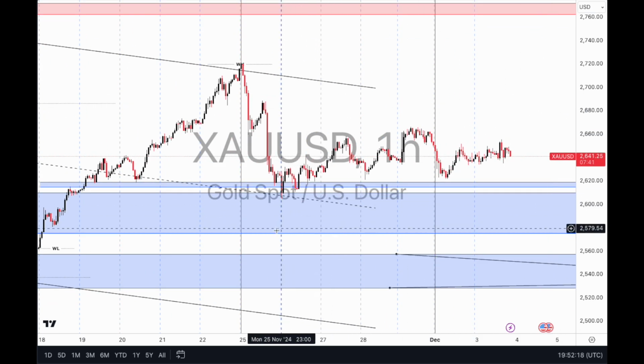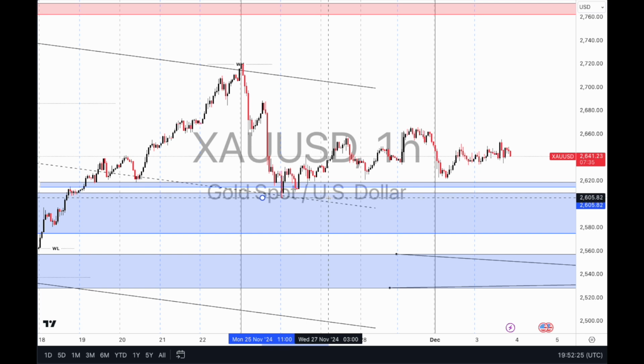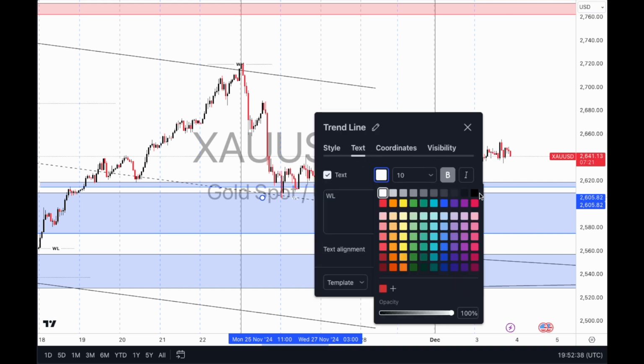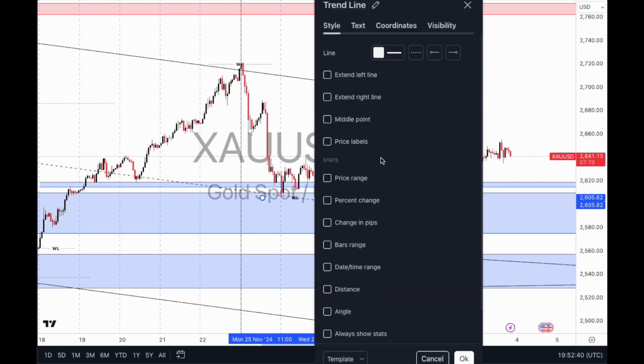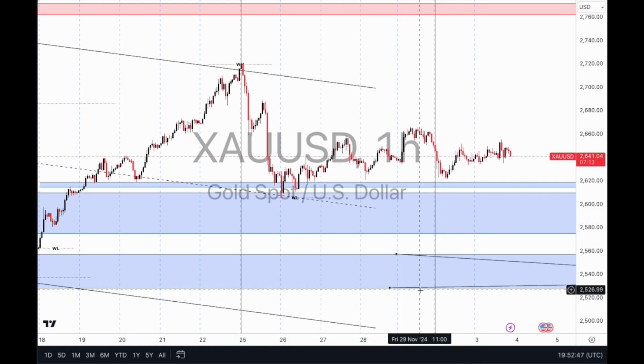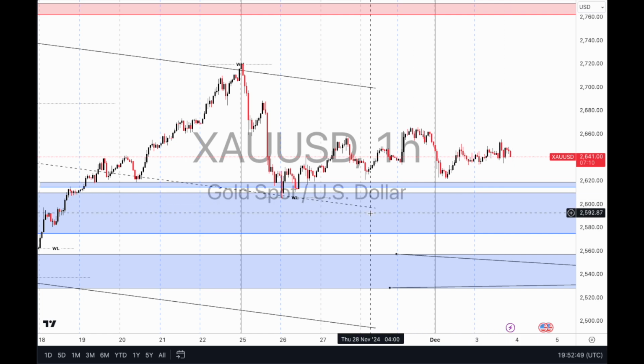Yeah, you could say Tuesday or Monday night. Either way, it could be either or. So let's bring that in there. Let's set that to the weekly low, and let's go to settings on that. Make this black, style, black, and we're happy with that as it stands right now, and we're in the new week, right?